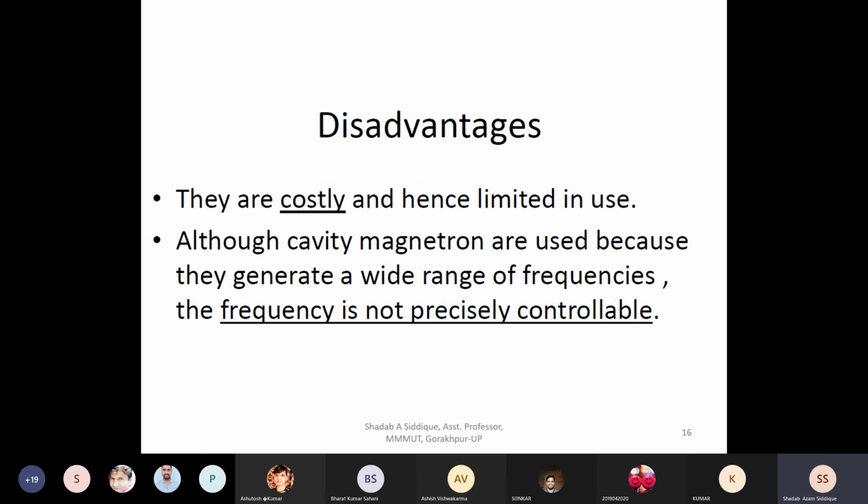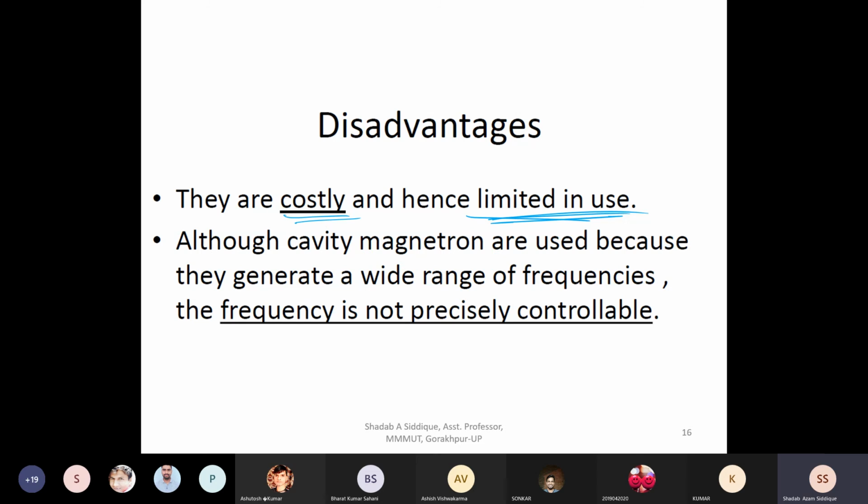Now, what is the disadvantage? It is costlier and limited in use. We cannot use it very widely or for different purposes. But it is very efficient, meaning the efficiency is good. So where cost is not an issue, we can use these magnetron devices.